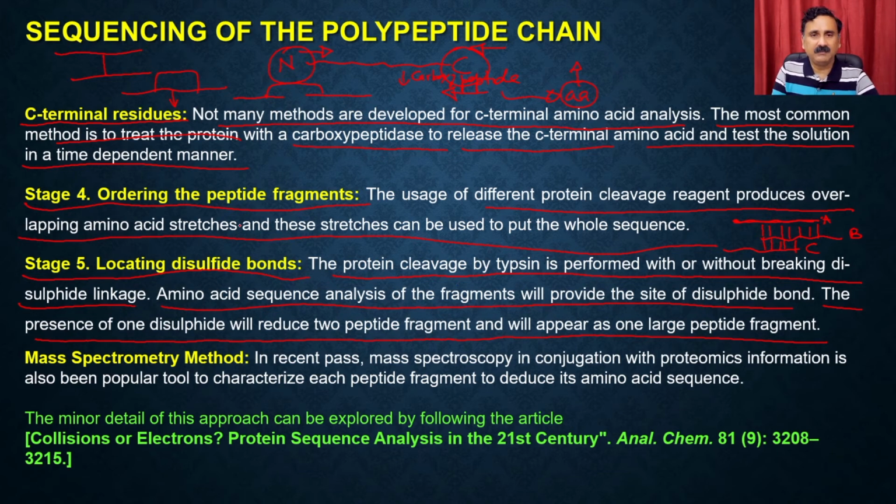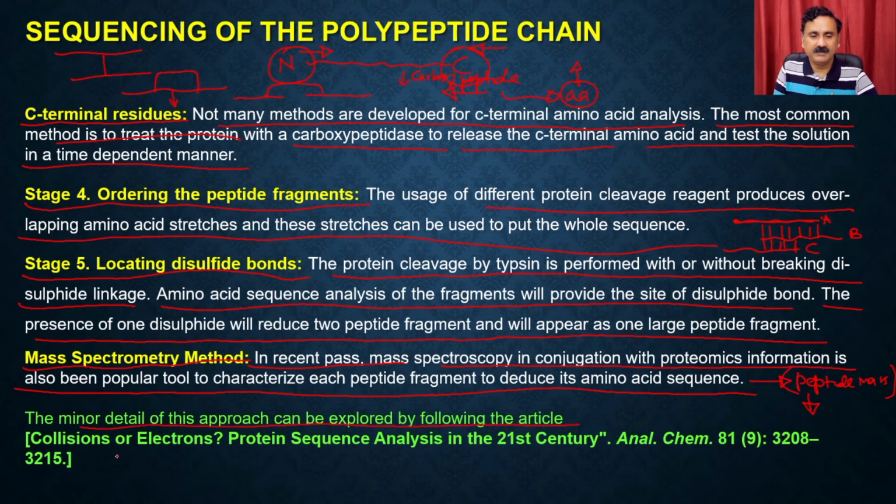Apart from these kinds of methods, with the advancement of mass data of different types of peptide fragments, the mass spectrometry method is also being used. In the recent past, mass spectrometry in conjunction with proteomics information has been a popular tool to characterize each fragment and deduce its amino acids. In this mass spectrometry data, instead of doing the sequencing, you can simply calculate the peptide mass, and because there is a complete database, that peptide mass can be used to deduce the sequence. I have given you the reference.